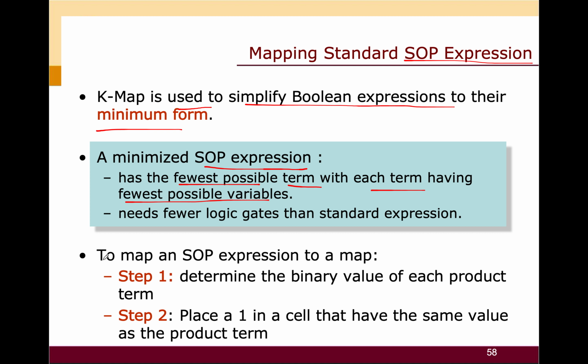So for the steps to map an SOP expression to your map, you will use the KMAP. Step 1. Determine the binary value for each product term. And then for the second step, place a 1 in the cell that has the same value as the product term.